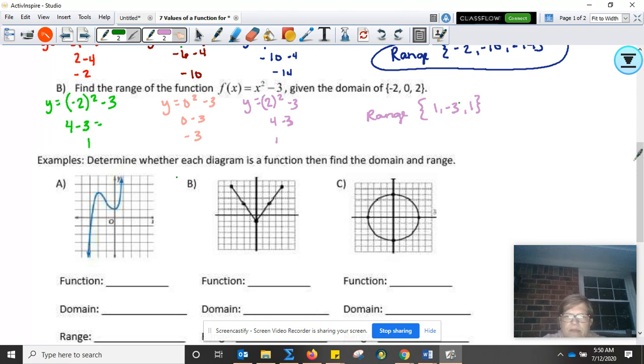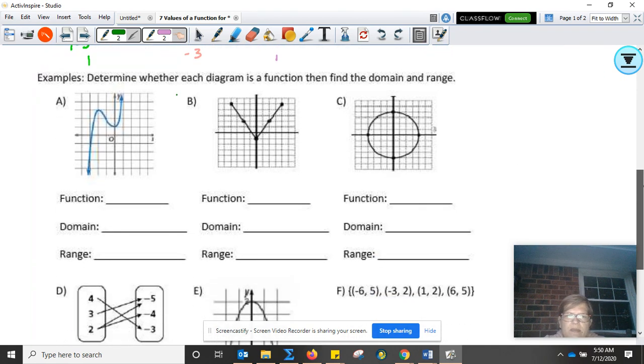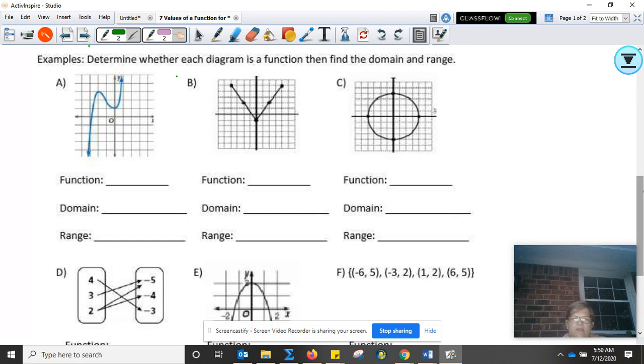Now the next set of examples. Determine whether each diagram is a function and then find the domain and range. So remember, a function, the vertical line test. Does it cross through the graph more than once? If it does, then it's not a function. So, it just goes through once. So yes, it's a function. Domain is your x values. So looking right here, these arrows tell us that it keeps on going. So your x values, it's not going to stop, are going to be all real numbers.